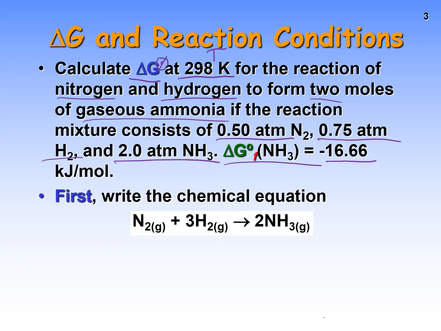Now, how do we do this? The first thing I need to do is get delta G naught of my reaction, which we know is equal to the sum of the products' delta G naughts of formation, minus the sum of the delta G naughts of formation of the reactants.